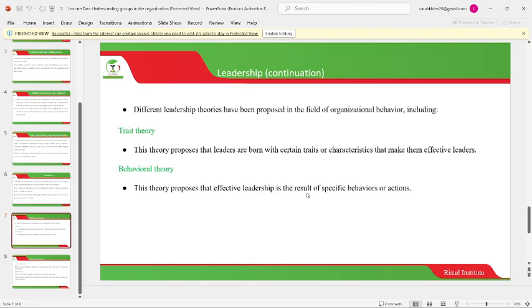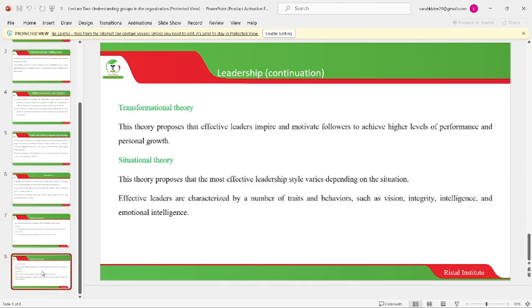So this theory doesn't believe that leaders are born and not made. In this theory, it believes that leaders actually can be made. That is behavioral theory. So let's look at transformational theory.